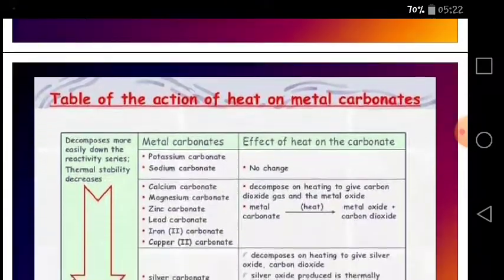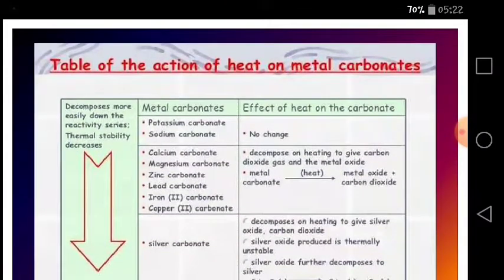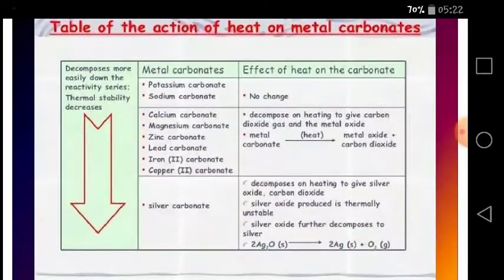Now on the basis of these results we can make this table of different carbonates. You can see, dear students, it decomposes more easily down the reactivity series. Thermostability decreases. The result of these experiments shows us that the carbonate decomposes more easily when we move down the reactivity series. It means the thermostability decreases.